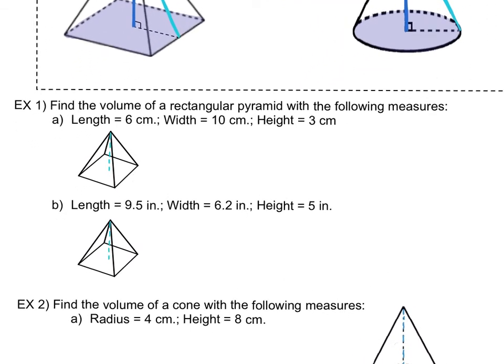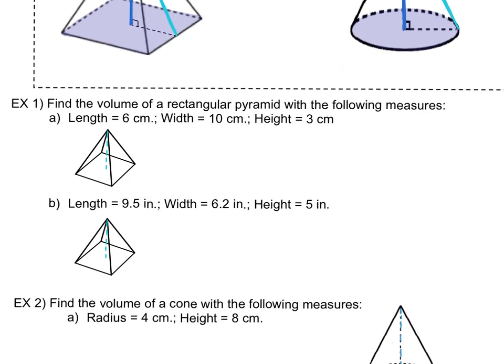So we can see there are two questions, A and B. We're going to try doing A together, and then I'm going to have you try B on your own. So looking at this, I can see that I have a rectangular pyramid, and I'm given the following measures. I also wanted to point out that I included that vertical perpendicular height just for a visual. So looking at this, we want to label our length of 6, our width of 10, and our height is 3. So this height right here, we can label that as 3.